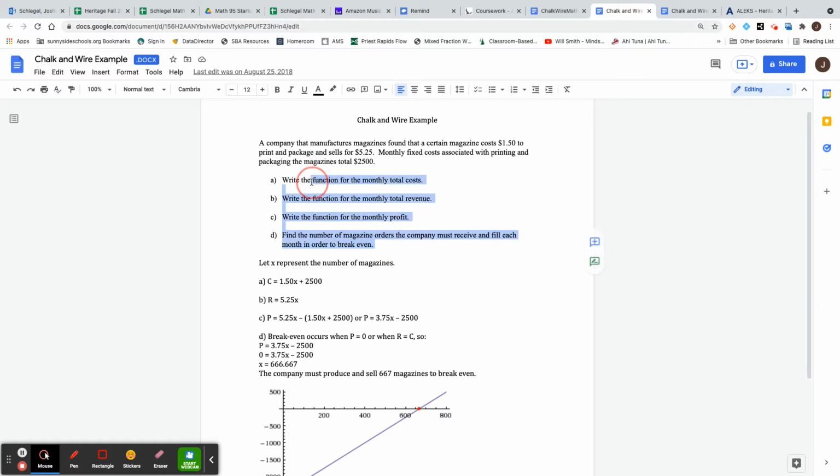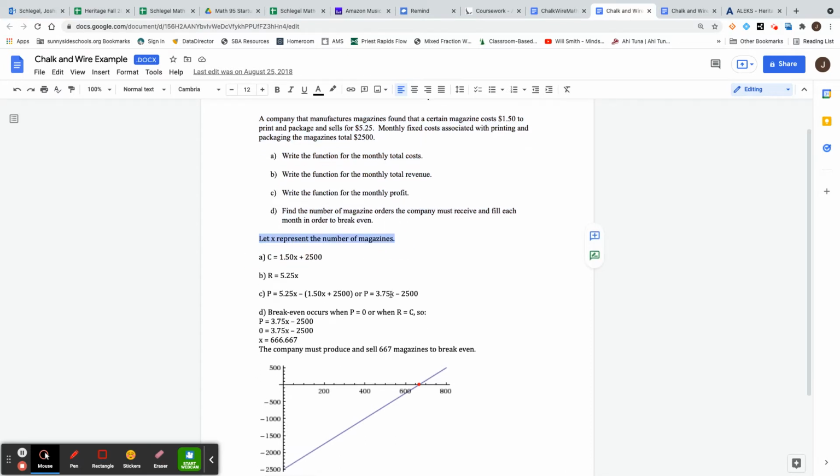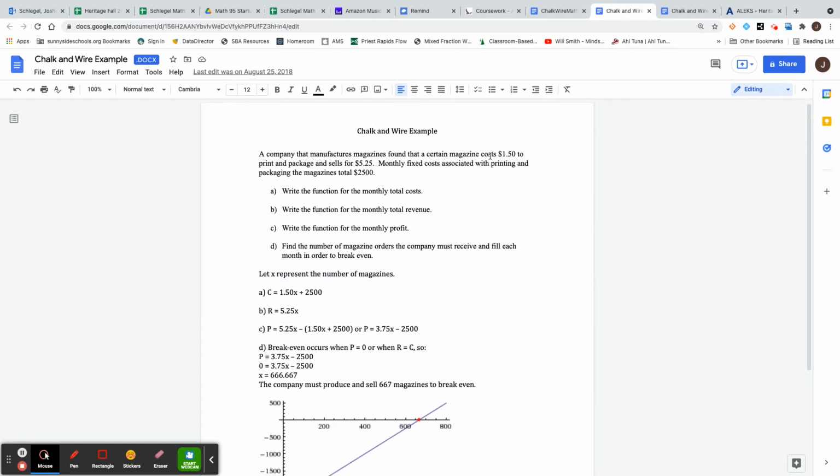And so you will see here at the beginning, everyone, that there is a copy of the original problem. And then basically I state that X is going to represent the number of magazines. And then we go through the process of answering questions A, B, C, and D.